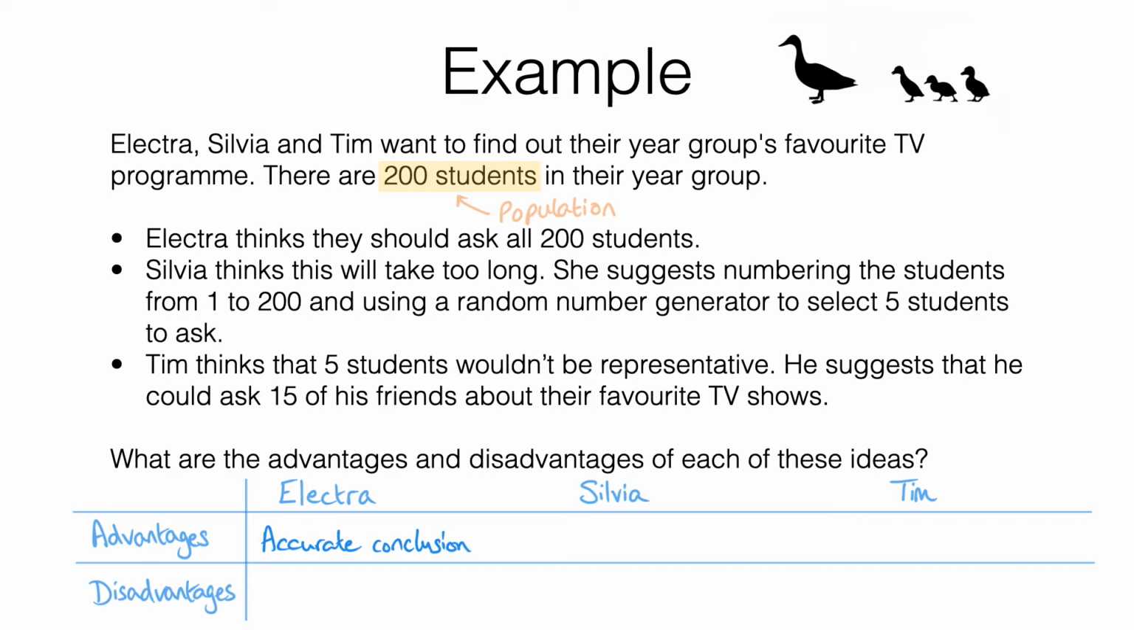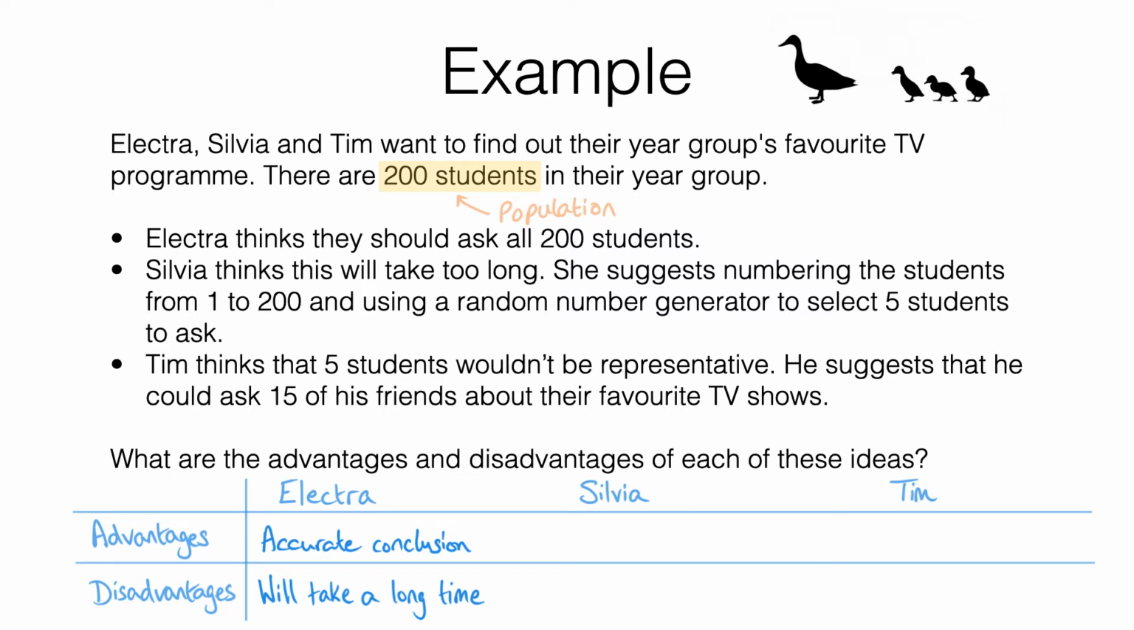The problem with asking a whole population is that this can be very time consuming. And depending on the kind of research you're doing, sometimes asking a whole population can be very expensive. In the case of these students, asking everyone is going to be time consuming, so that's the disadvantage.